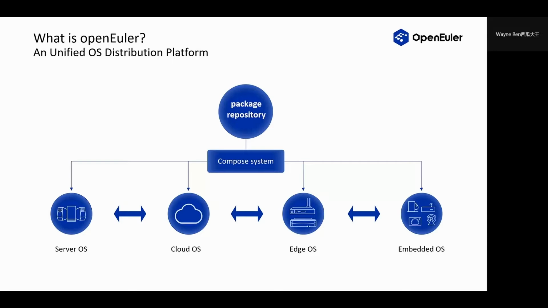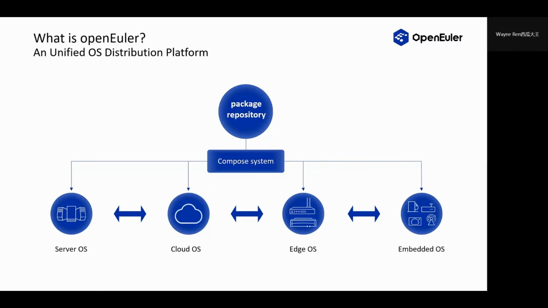openEuler, also similar to communities like Debian, aims to be a top upstream platform. As we know, a lot of sub-platforms and distributions derive from Debian, for example, Ubuntu. Debian and the Debian variants are widely used in areas like desktop, embedded, server, edge, and other scenarios.